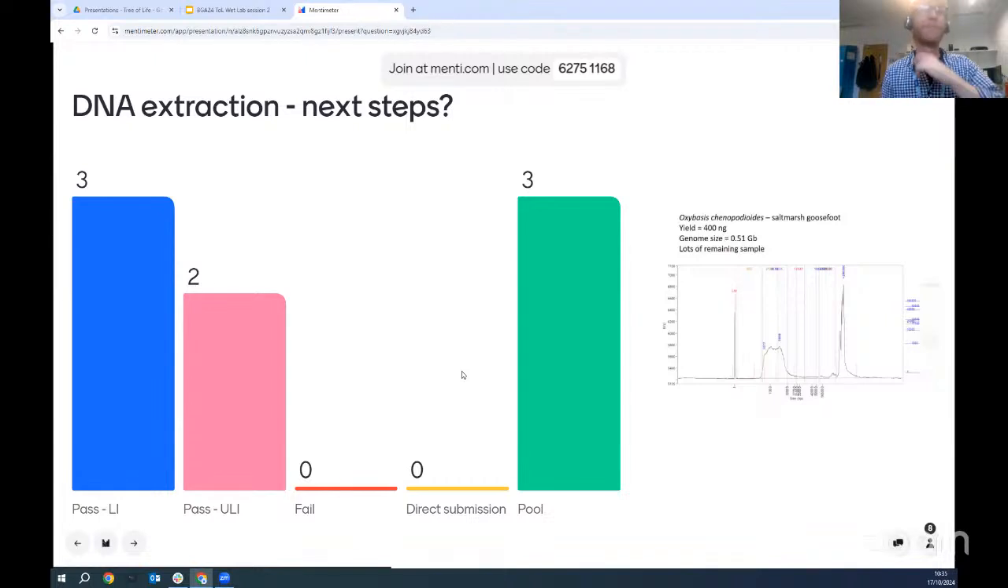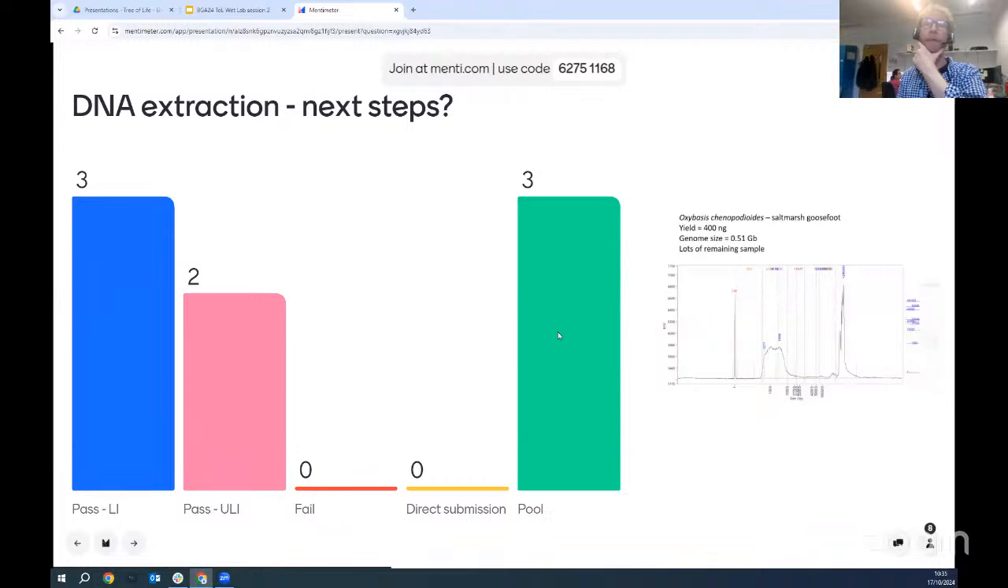Yes. So I'm glad that no one's failed it, because I would have thought that it's something that people would have gone for. Pass LI, I think our yield is limiting what we can do for that one. Because we only have 400 nanograms, a lot of our DNA is this low molecular weight DNA sitting under 10 kb. So during the LI process, this will be lost. Or even if you recover that, we don't want that in our DNA sequencing.